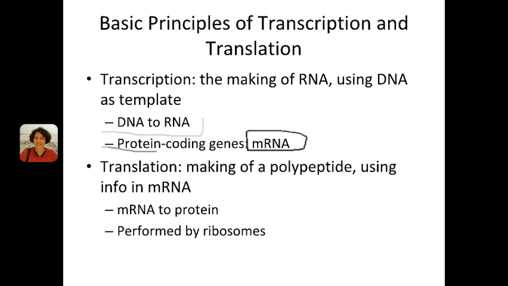The process of translation refers to the making of a polypeptide using information that comes from the messenger RNA. So it's the next step in the pathway. We go from messenger RNA to protein. This step is performed by the organelles that are called ribosomes that are found in the cytoplasm of the cell. So transcription occurs in the nucleus and translation happens in the cytoplasm of eukaryotic cells.